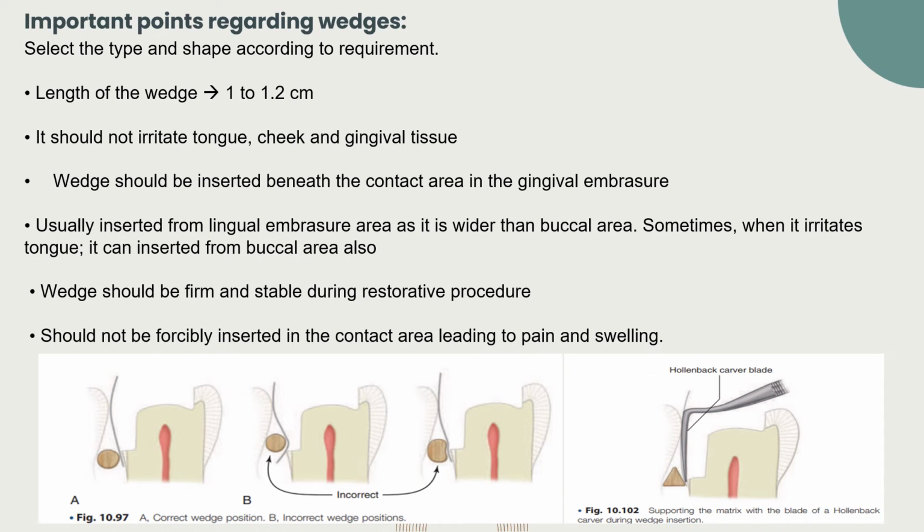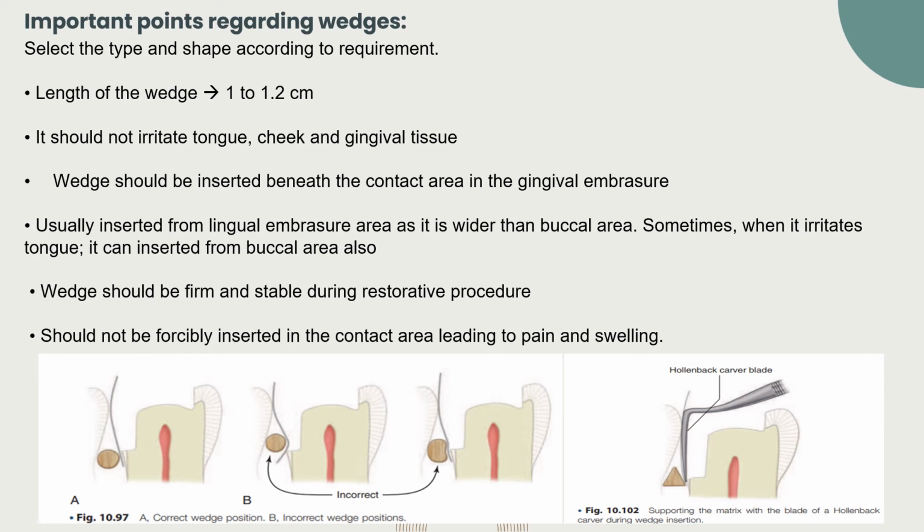Moving on to the important points and guidelines while placing the wedges. Actually, we should select the type and shape of wedges according to the requirement. The most common length of the wedges will be around 1 to 1.2 centimeter and it should not irritate the tongue, cheek and the gingival tissue when it is placed. The wedge should be inserted beneath the contact area in the gingival embrasure. Usually, it is inserted from the lingual embrasure area because it has a wider area compared to the buccal. Sometimes when it irritates the tongue, it is inserted from the buccal area also.